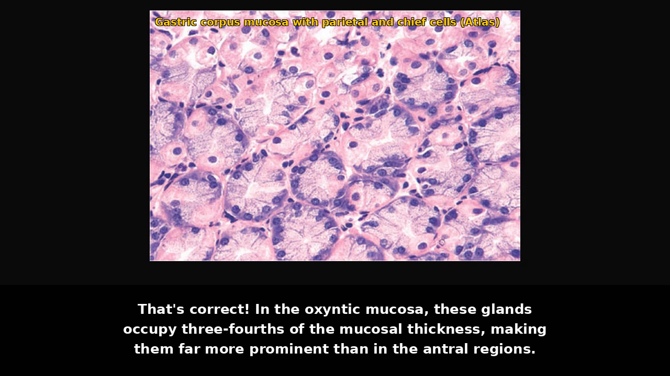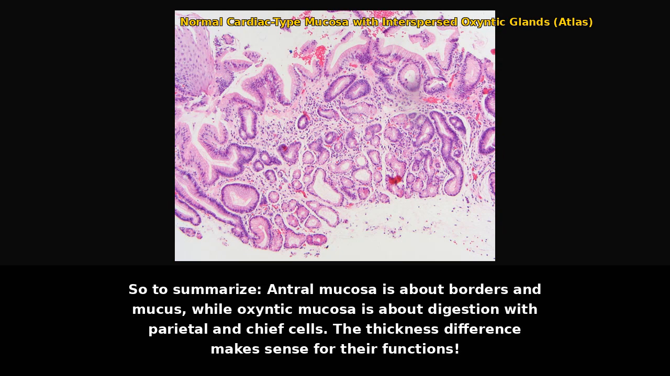That's correct. In the oxyntic mucosa, these glands occupy 3/4 of the mucosal thickness, making them far more prominent than in the antral regions. So to summarize, antral mucosa is about borders and mucus, while oxyntic mucosa is about digestion with parietal and chief cells. The thickness difference makes sense for their functions.